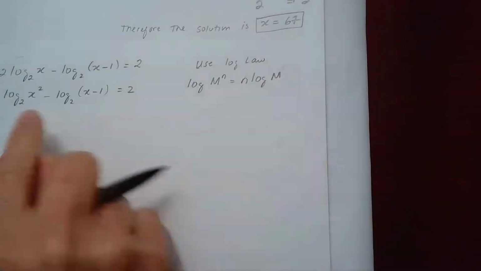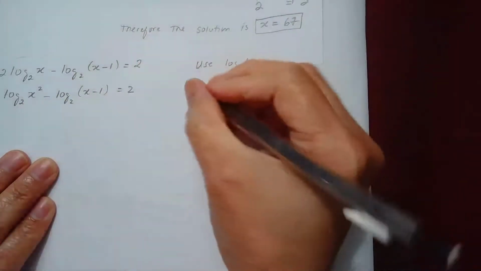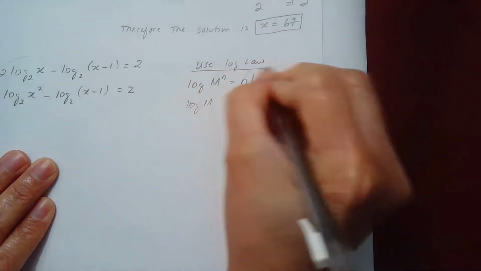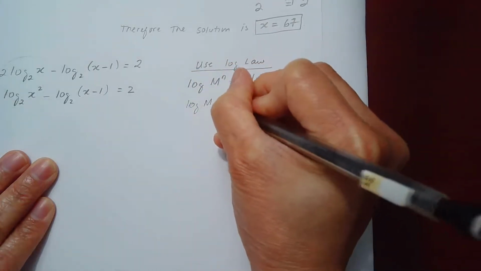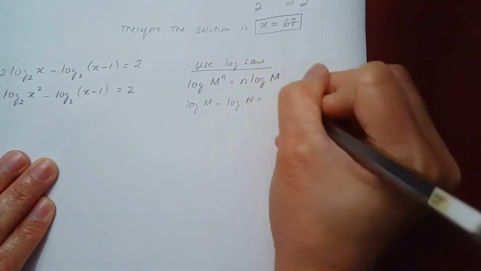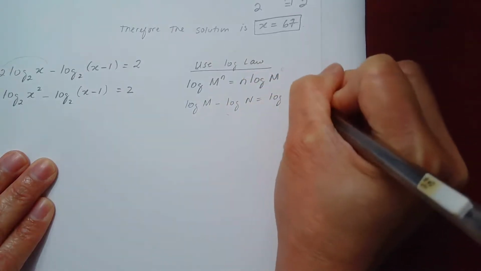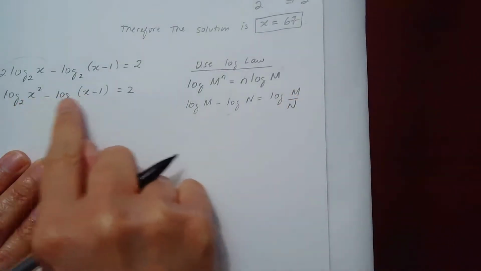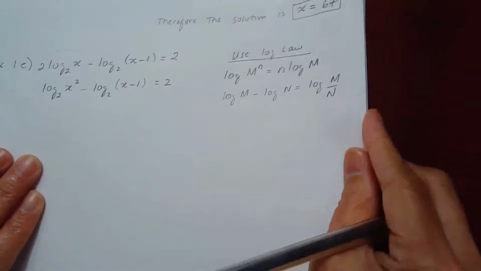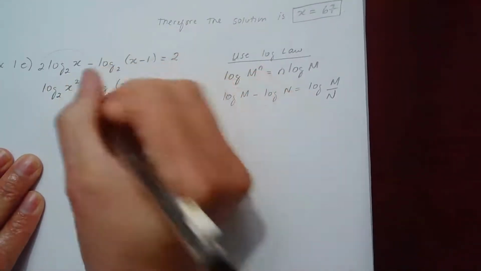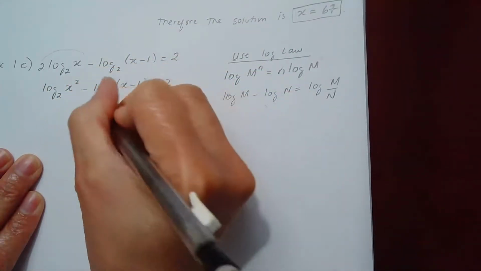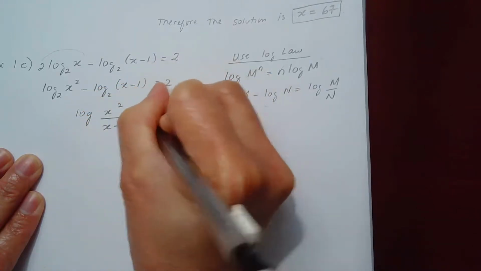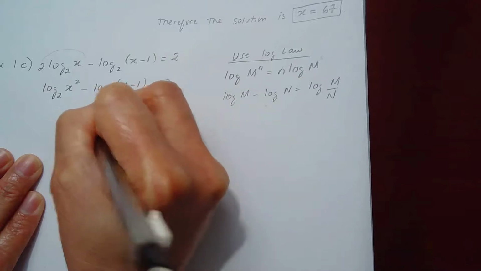Okay, and then this one here, subtraction. So we're going to use this: log of m minus log of n is equal to log of m divided by n. So we're using this one to simplify this. So that becomes log of x squared over x minus 1 equals 2, and that's base 2.